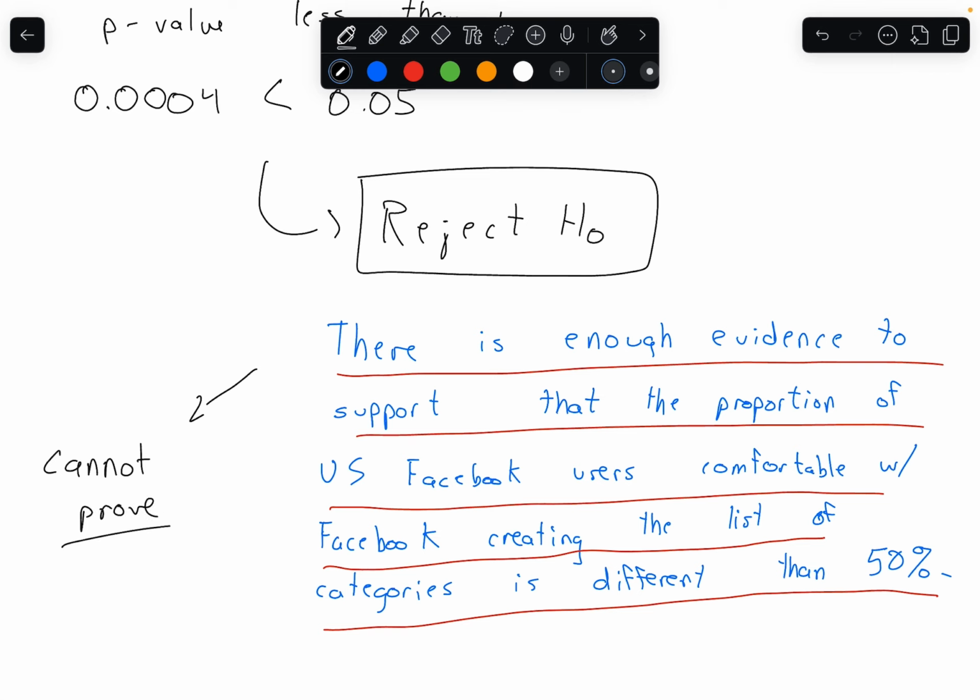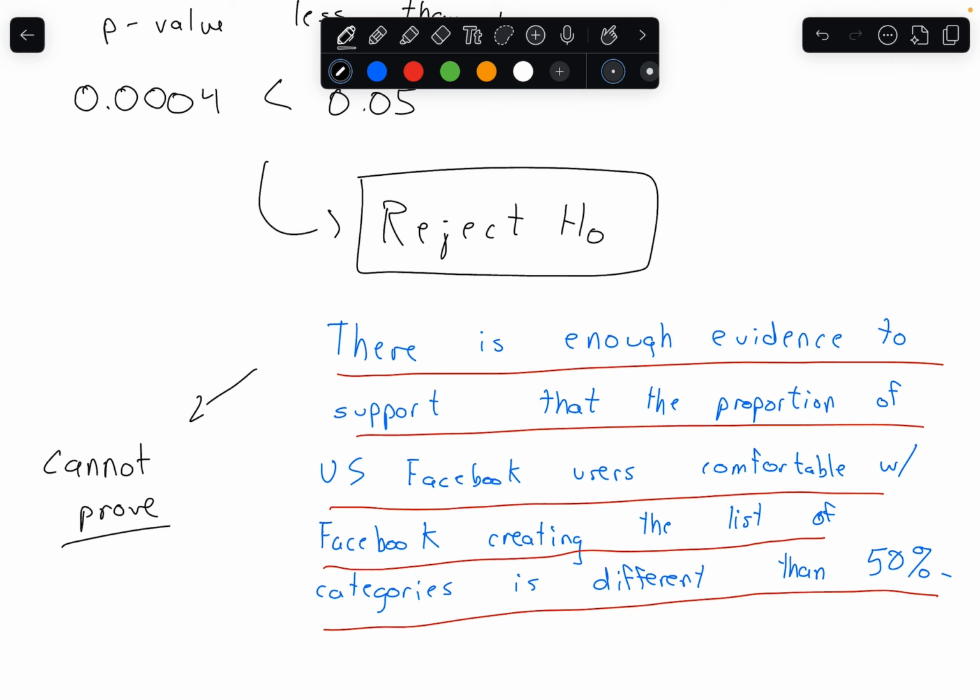We cannot prove. If you use the word prove within your interpretation, you will lose points because we can't prove anything in a hypothesis test. All we can say is what is likely. And in fact, it is certainly possible for us to make a mistake. Even if we did everything right, we might make a mistake within our hypothesis testing question. So we want to be careful with that language.